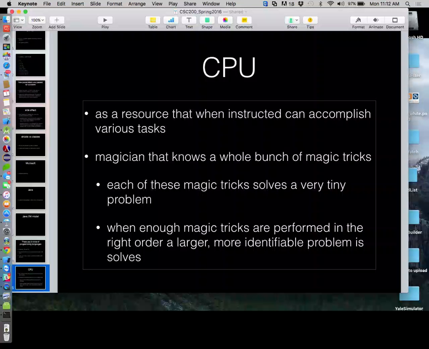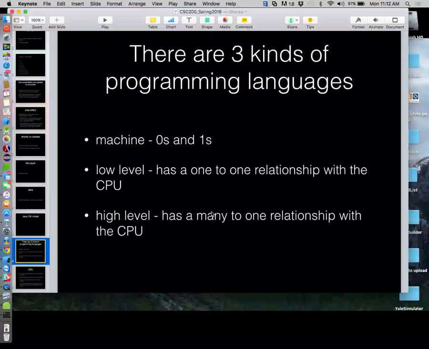So at the end of the day, the CPU has this big list of magic tricks, of things it knows how to accomplish, and at some level we have to tell it: do this magic trick, then this magic trick, then this magic trick, and something identifiable has been done. Maybe hello world is on the screen or something like that. Now getting back to these languages, ultimately that CPU has this mapping table that maps a binary number to some magic trick.